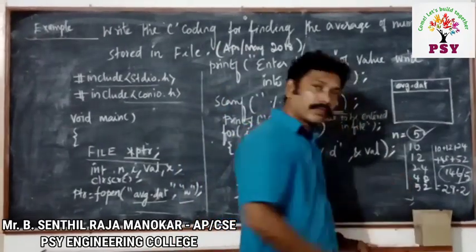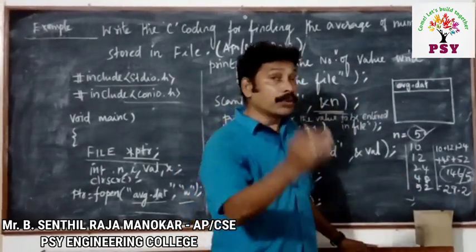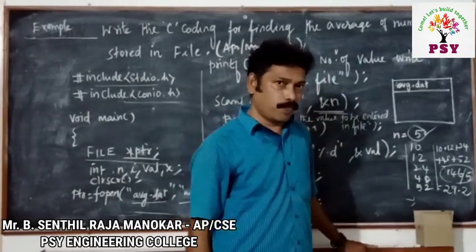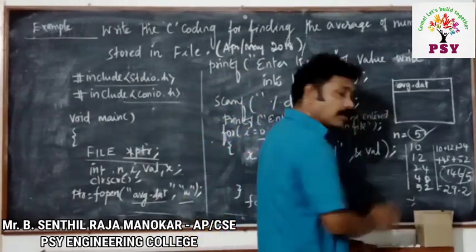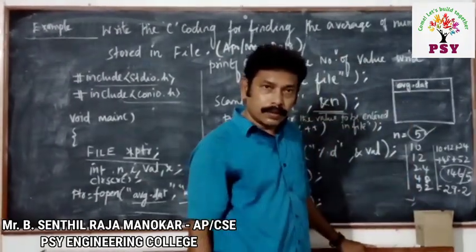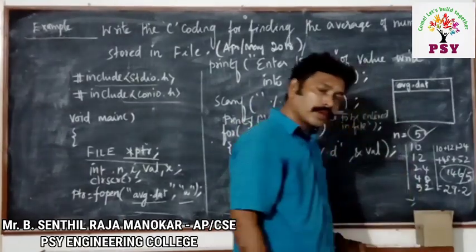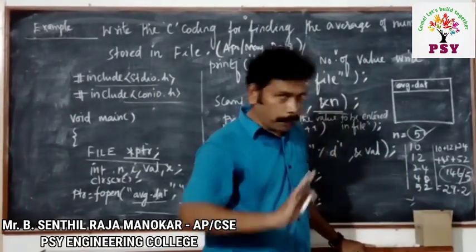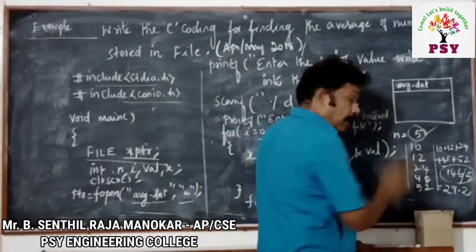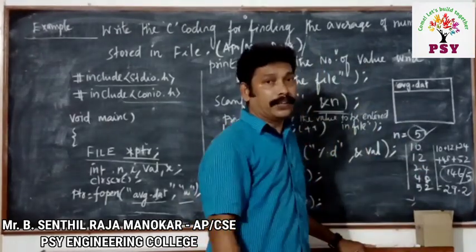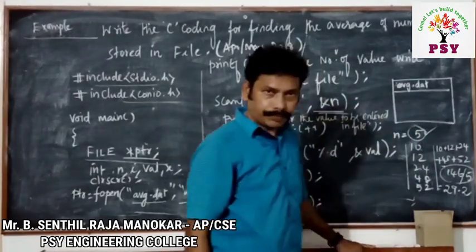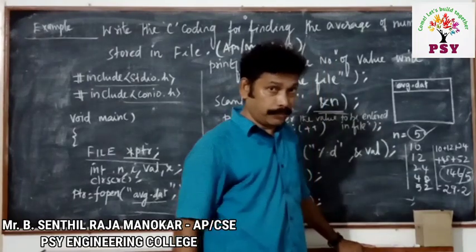This input we have to get from the file, not from the console. That's the most important point. If I want to enter this input into the file, I must use an input device, no problem at all. After entering this value into the file, I must use file functions for doing all operations. That's the most important point.